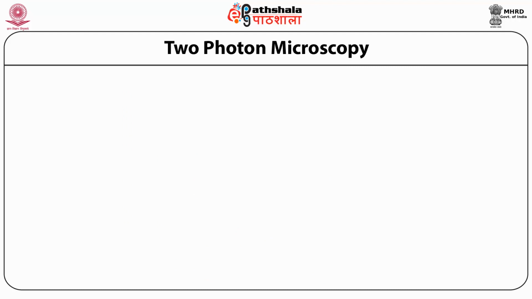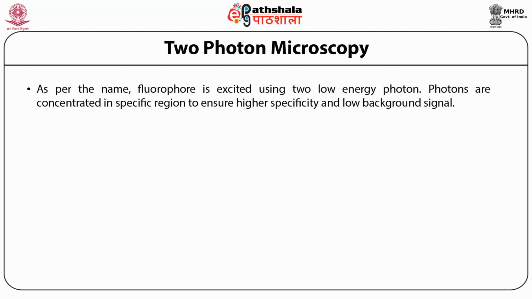Two photon microscopy. In two photon microscopy, instead of the fluorophore being bombarded with a large number of photons, here the fluorophore is excited using only two low energy photons, and the photons are concentrated in a specific region so that we have higher specificity and a low background signal.